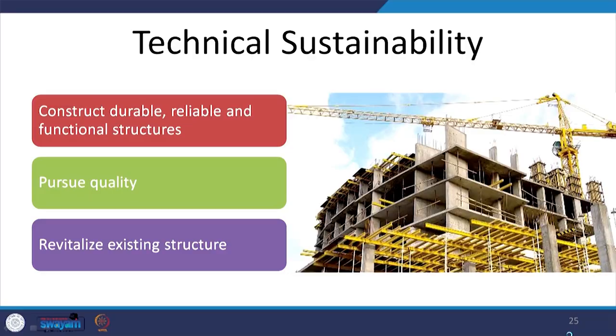We have to use technology which helps us save resource consumption, which helps us deliver buildings which are safer, more durable for people, and more affordable for people. That is why we have to construct durable, reliable, and functional structures using advanced technology. We have to pursue quality. If we construct good quality buildings, they are more sustainable. And we have to use technology to reuse the existing structure totally, to give it a new lease of life. That is what I would include in technical sustainability.